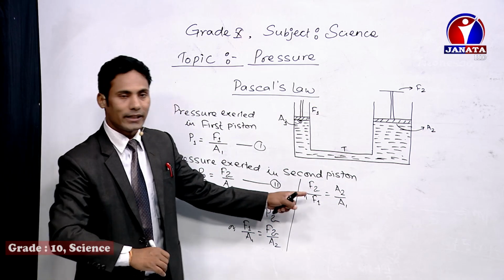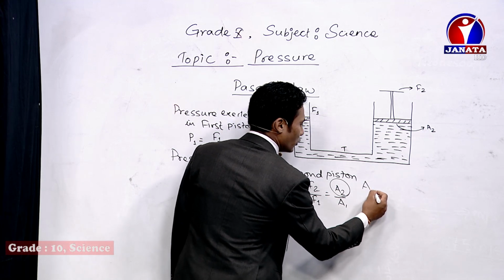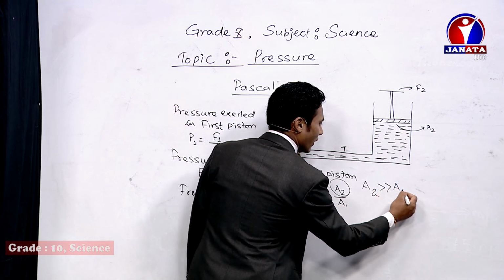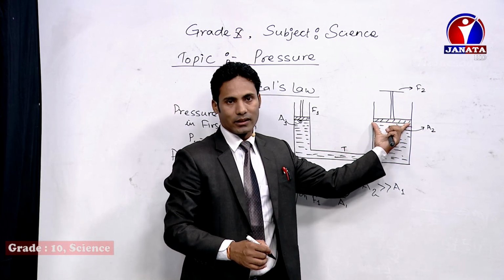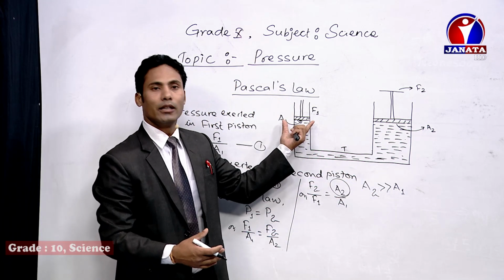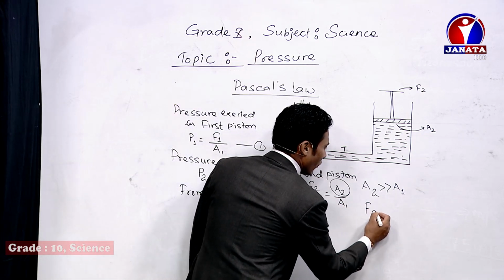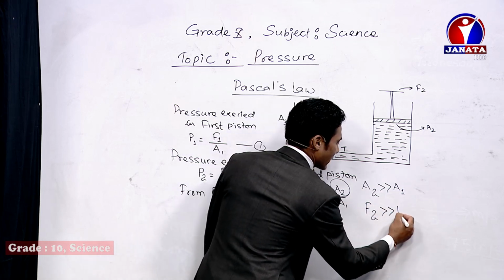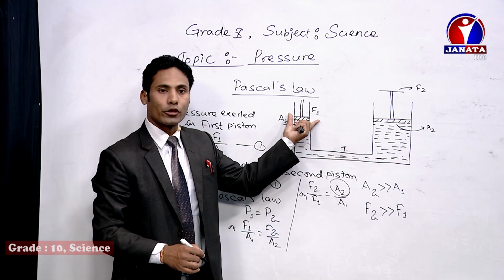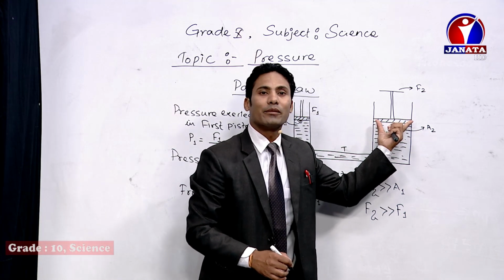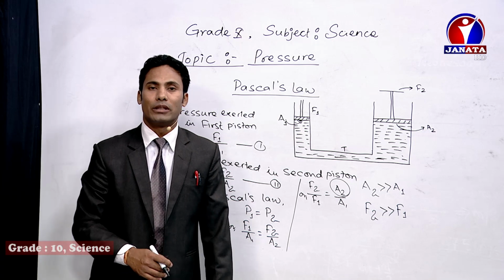So what this means is, if the cross-sectional area of the second piston, let's say A2, is very much greater than A1, what I mean is, if the cross-sectional area of this piston is made very large compared to the first piston, then the force created on it will also be very much greater than the force created on the first one. That means whatever less amount of force we apply here, if more cross-sectional area is made here, then the force created on this piston will also be comparatively more.